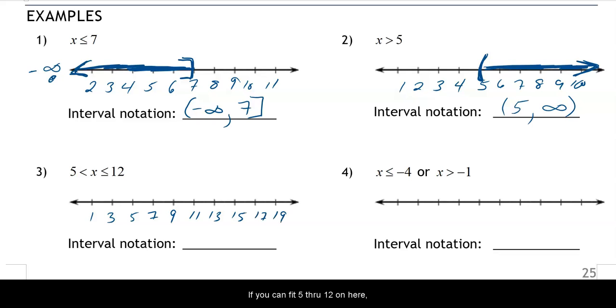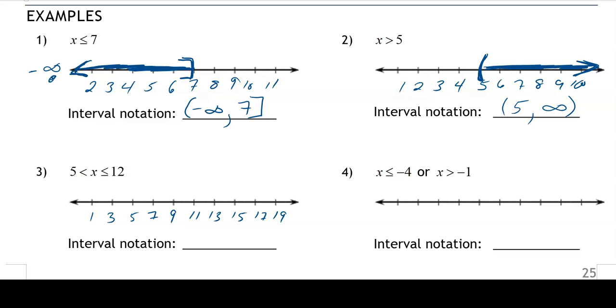If you can fit 5 and 12 on here, that's fine. It's just easier for me to kind of skip some numbers there. Make sure when you do your number line, though, the interval between each number is the same. So between 1 and 3 is 2, 3 and 5 is 2, and keeps that pattern going.